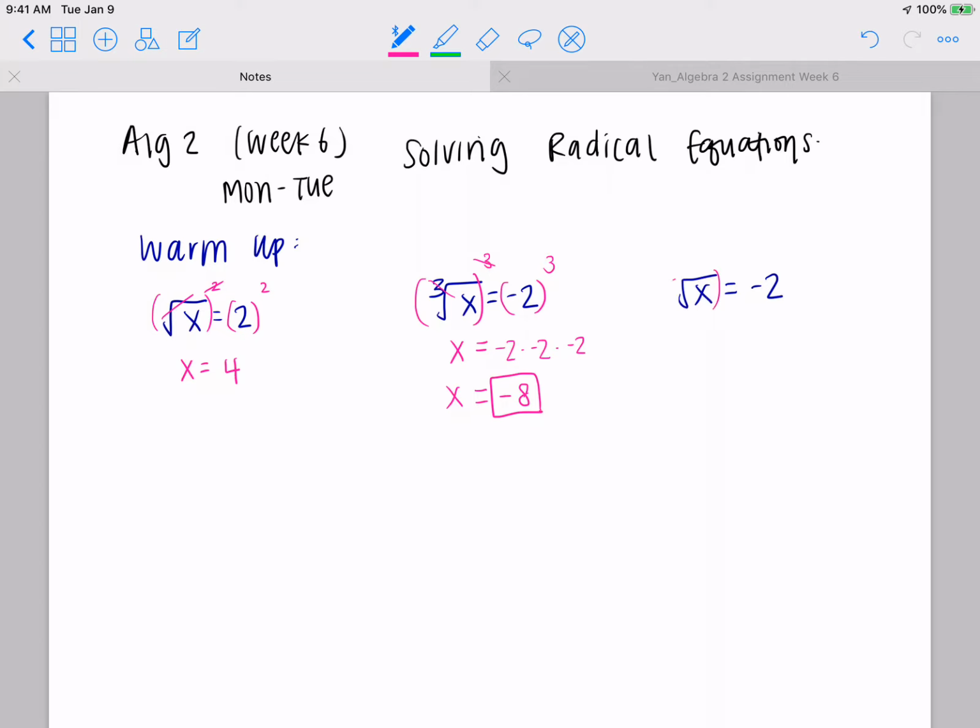Last question. Square both sides. So they cancel out. I have x equals, now I have -2 times -2. Your answer would be +4.